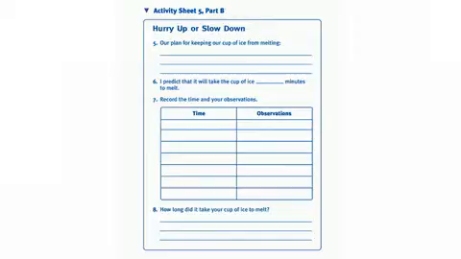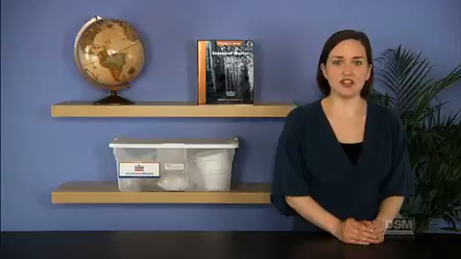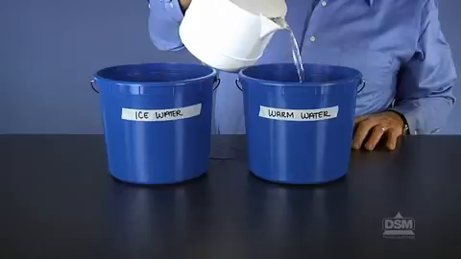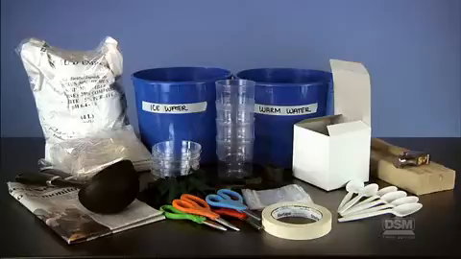To prepare for Session 2, make a copy of Activity Sheet 5, Part B for each student and prepare 16 1-ounce cups of ice again. Draw a 3rd class data chart next to the one for Session 1 and label it Activity 5 Class Data Chart, Session 2. At the distribution station, make sure that the pails of ice water and hot water are replenished and that the other materials provided for Session 1 are in sufficient supply for this session.